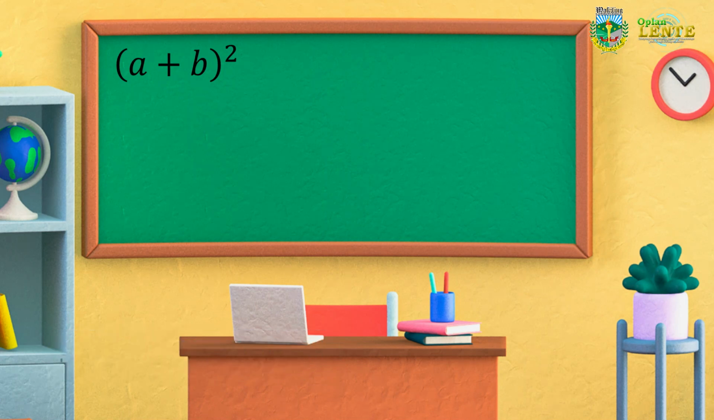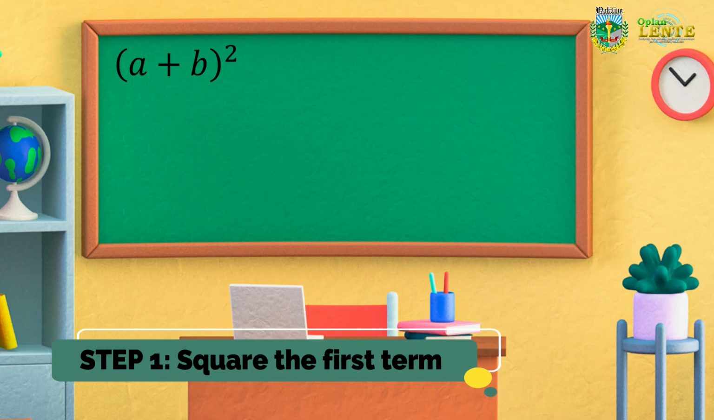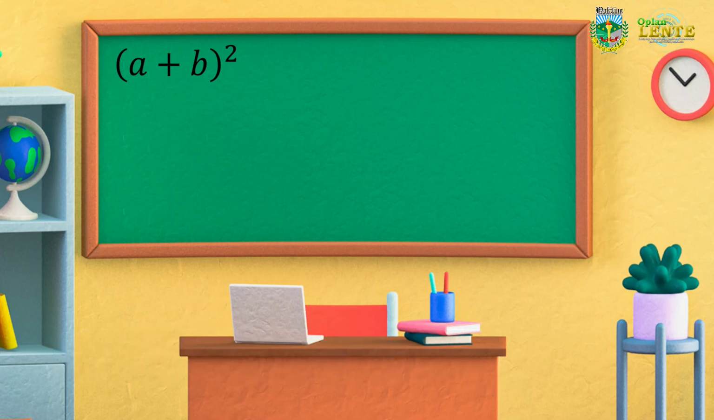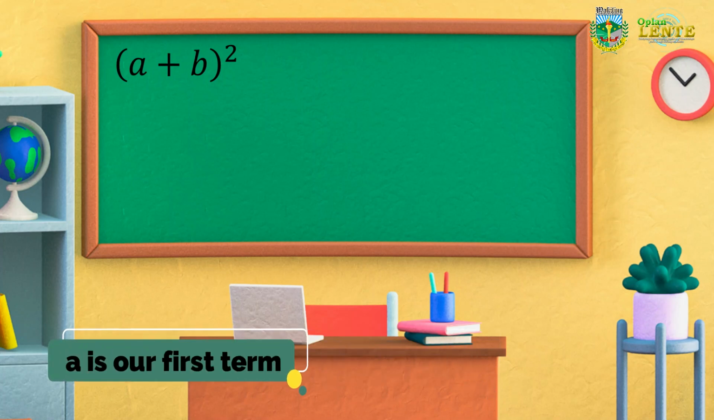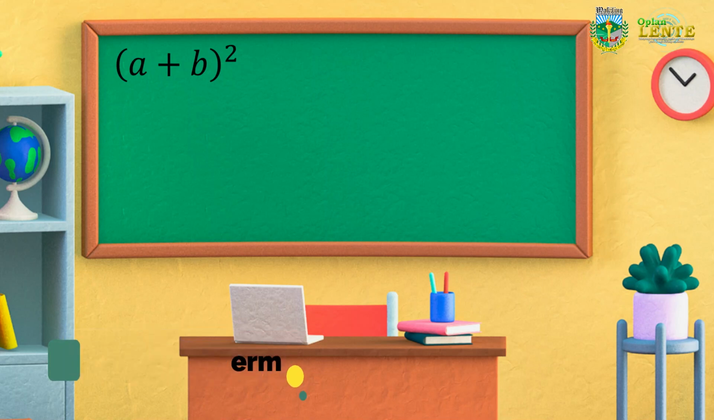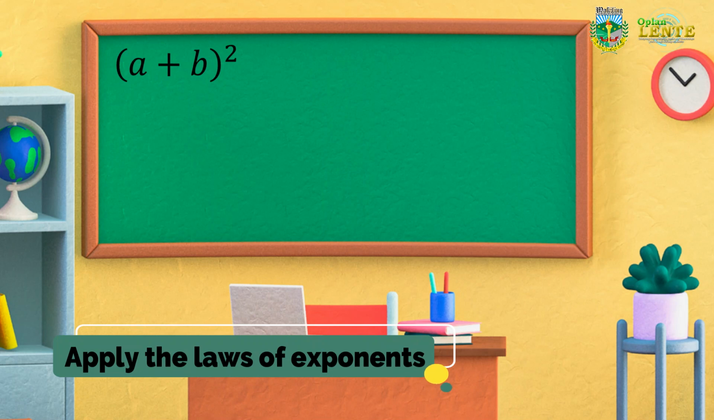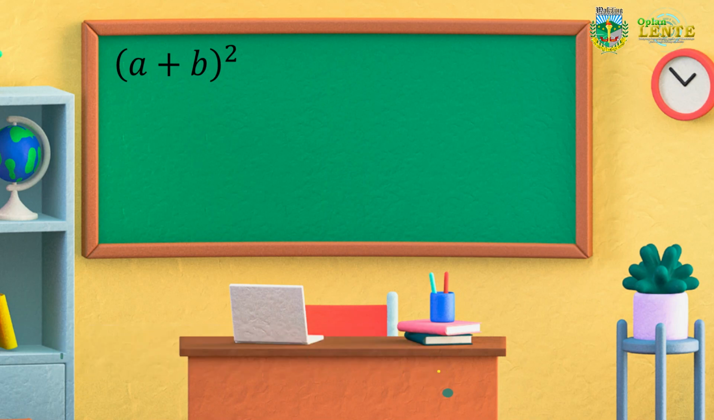Step 1. Square the first term. In our example here, a is our first term. When you find the square of the first term, remember that you need to apply the laws of exponents, wherein you multiply the base a to itself twice. Therefore, square of a is the same as a times a, and the product of this is a squared.